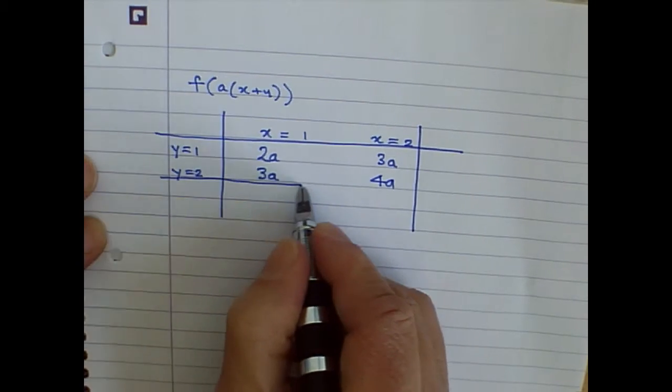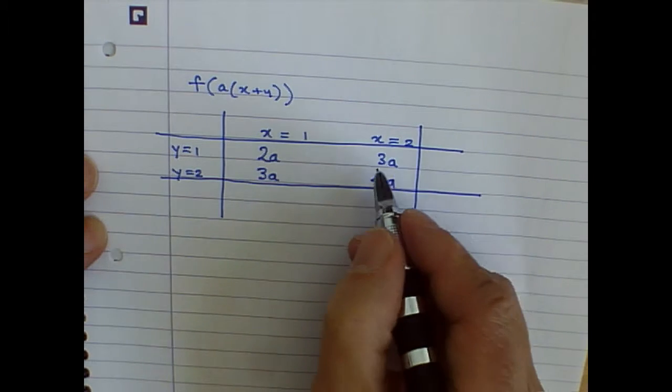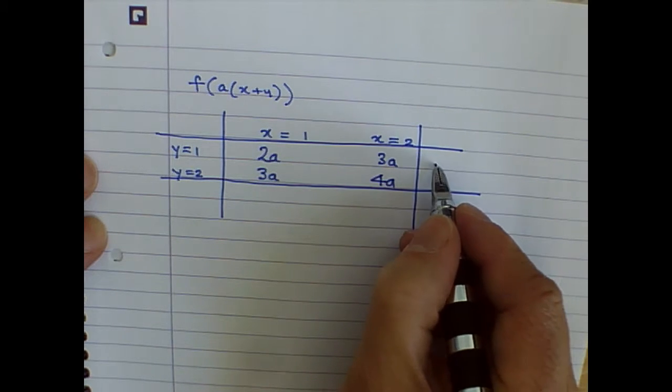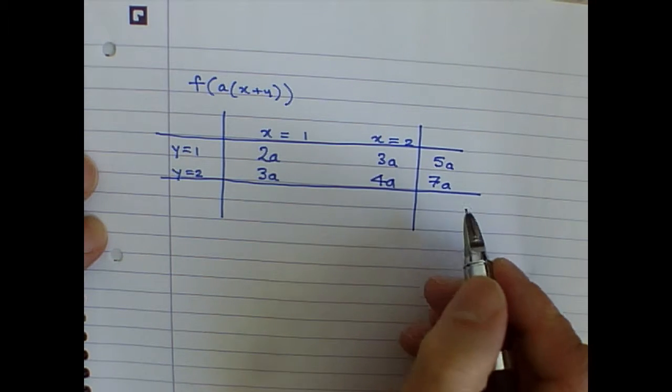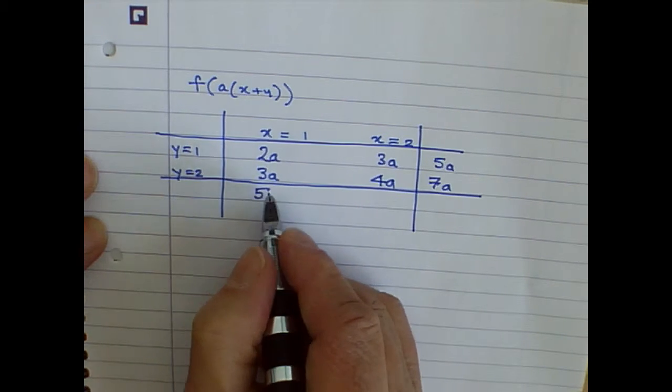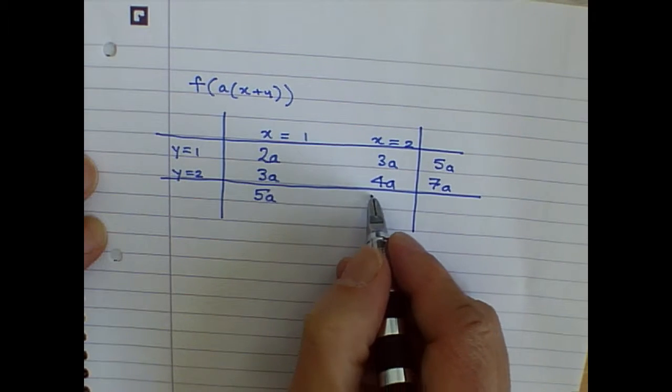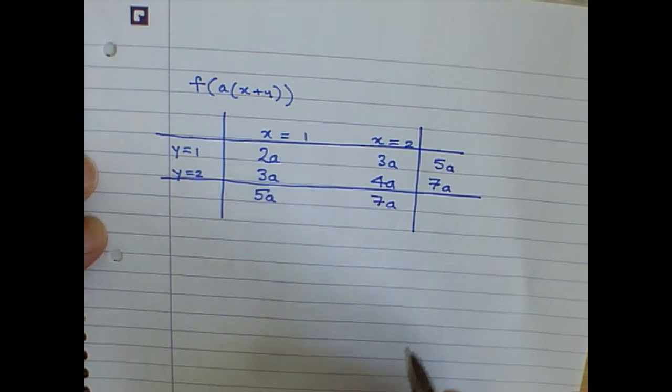We can now use these to calculate the marginal probabilities. For example, we add together probabilities for y equals 1 to get the total probability of 5a, and for y equals 2, 7a. For x equals 1, 5a, and for x equals 2, 7a.